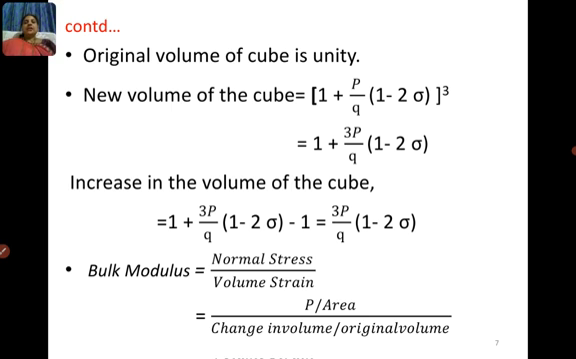Then the original volume of the cube is unity. The new volume of the cube: because elongation takes place along the x-axis, elongation along the y and z axes also takes place. Therefore, the new length is 1 plus P by Q into 1 minus 2 sigma along all the directions x, y and z. Therefore, the new volume of the cube is the cube of the new length.